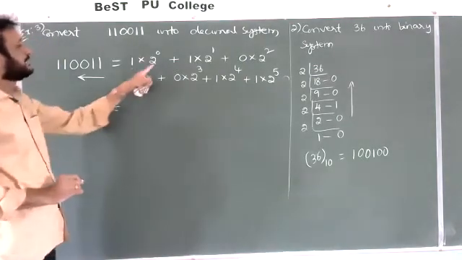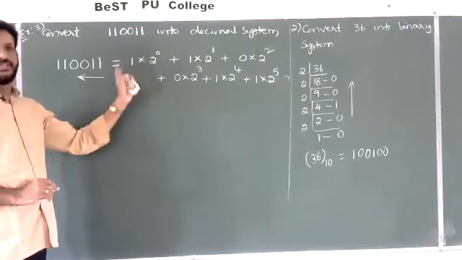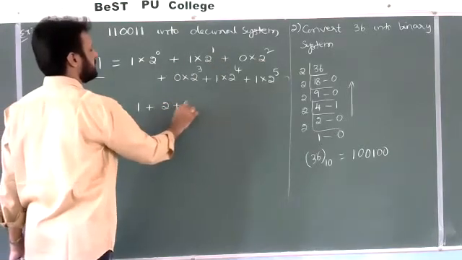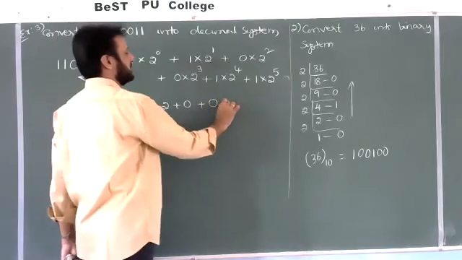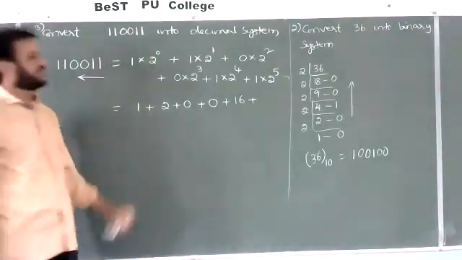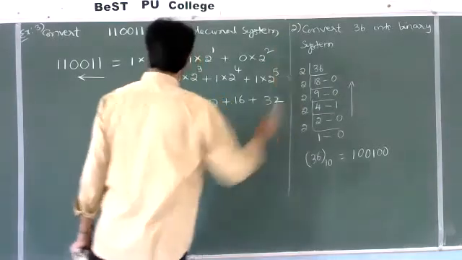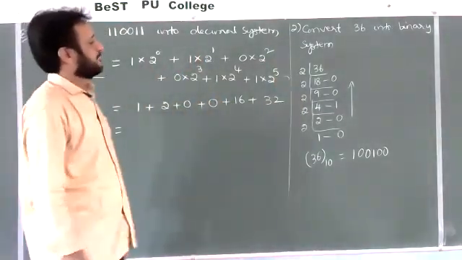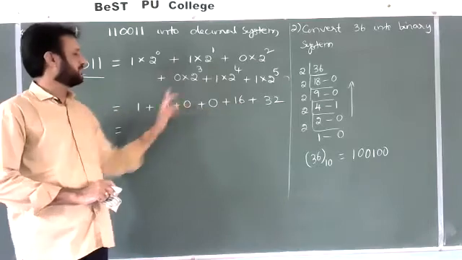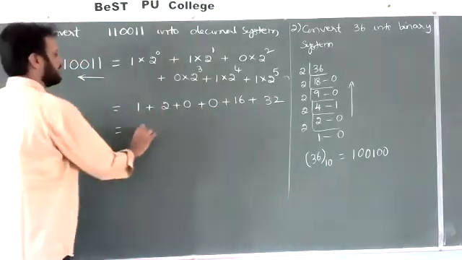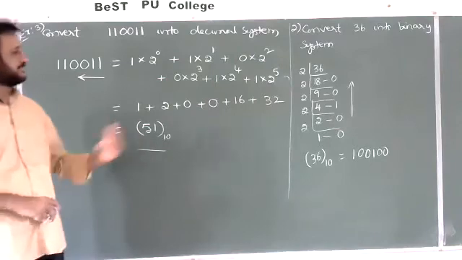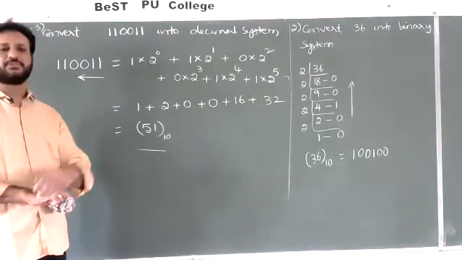Now simplify it. 1 into 2 power 0, and 2 power 0 is equal to 1, so 1 into 1 is equal to 1. First digit 1. Second one 2. Third one 0. Plus fourth one 0. Fifth one 2 power 4 is 16. Correct? 2 power 3 is 8, 2 power 4 is 16, 2 power 5 is 32. Now add all these numbers. 32 plus 16, 48. 48 plus 2, 50, plus 1, 51. So this will be equal to 51 in the decimal system. It is a process, a method to convert any given number from binary system to decimal system.